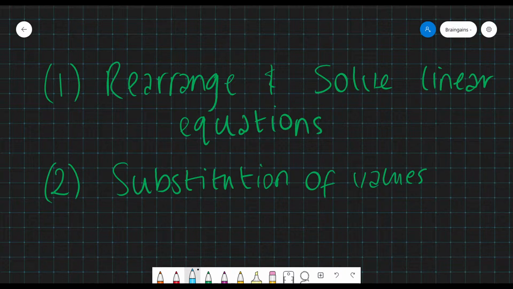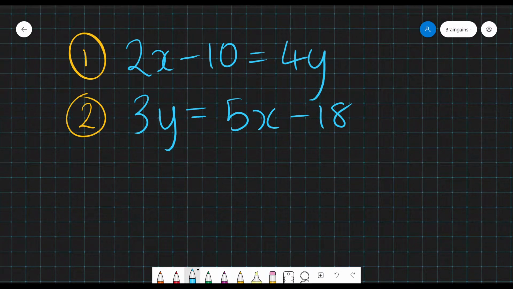values into equations. So often you'll be given a pair of equations like this, and you'll be asked to solve simultaneous equations. All that means is you need to find the values of x and y using both equations at the same time.